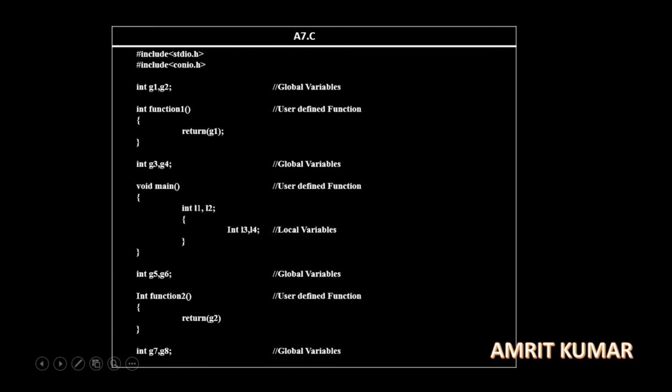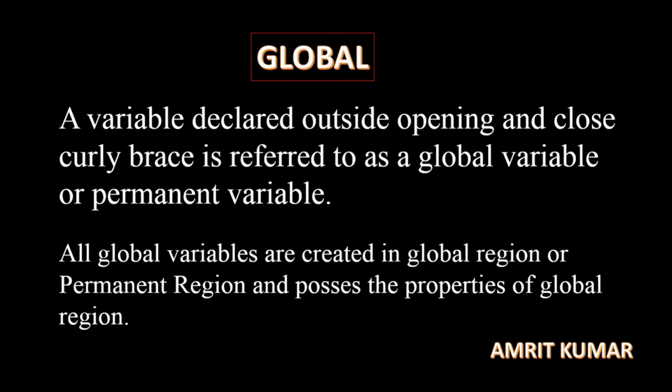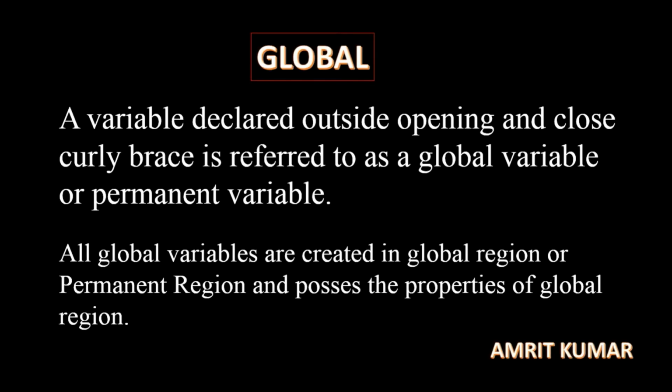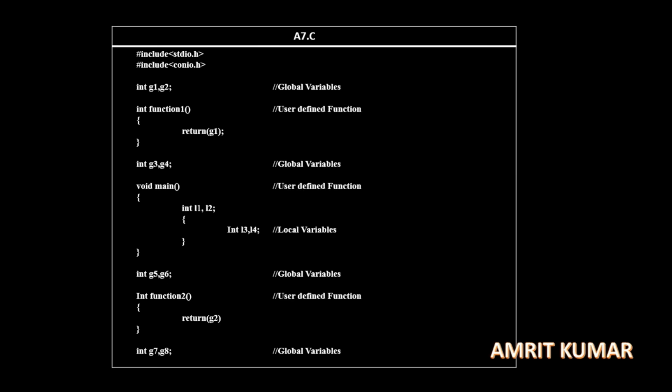We have talked about how all the global variables are created in the global region. So when we declare these global variables G1 and G2, they are going to be created or allocated in the global region, or we can say permanent region, and possess the properties of the global region. After that I have used the function f1, or we can say function 1. In that function I have used return G1. So whatever the value of G1 is, it is going to be returned when this function is called.